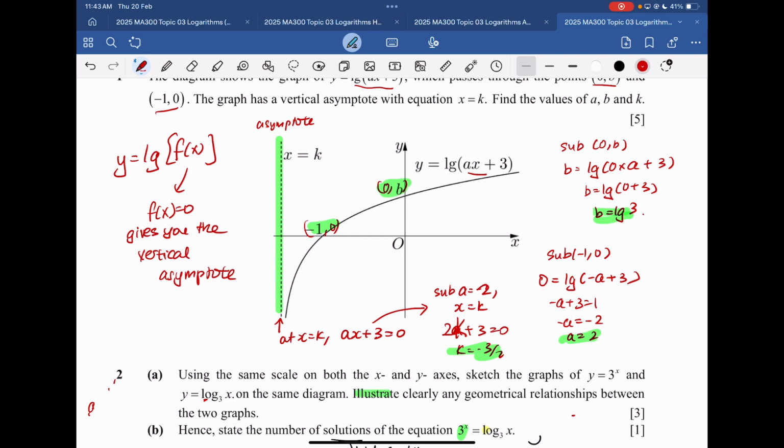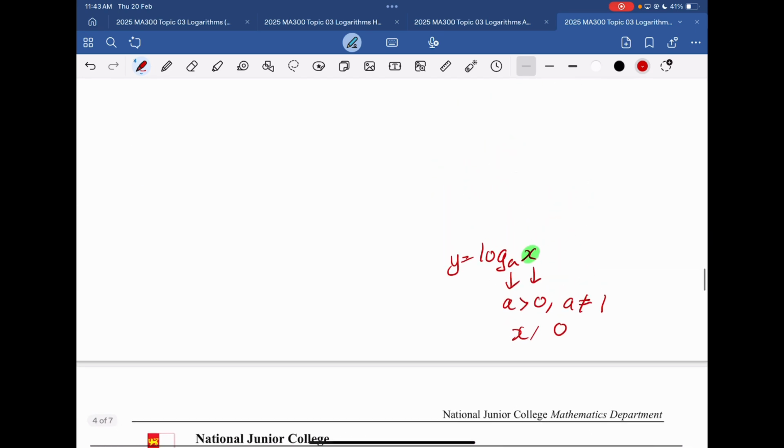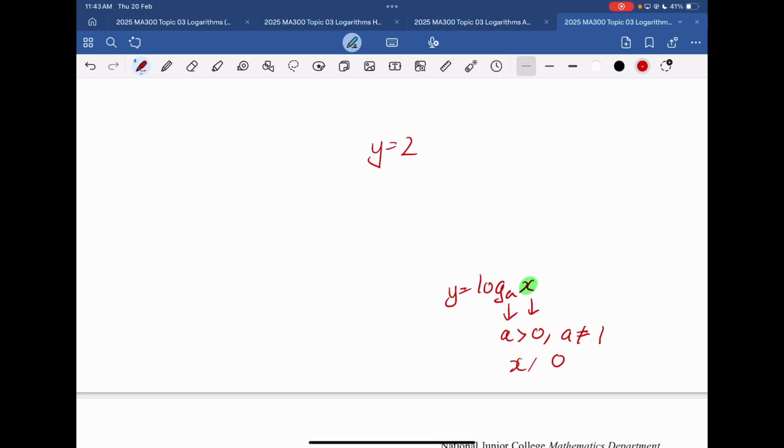Horizontal is y equals something. Horizontal, right, is for exponential. Exponential curves, right, they'll have horizontal asymptote. Log curves, they'll have vertical asymptote. For horizontal, you just have to remember. Okay, you see, y equals to 2 power x, right? What's the asymptote? Because you know this guy is always positive.